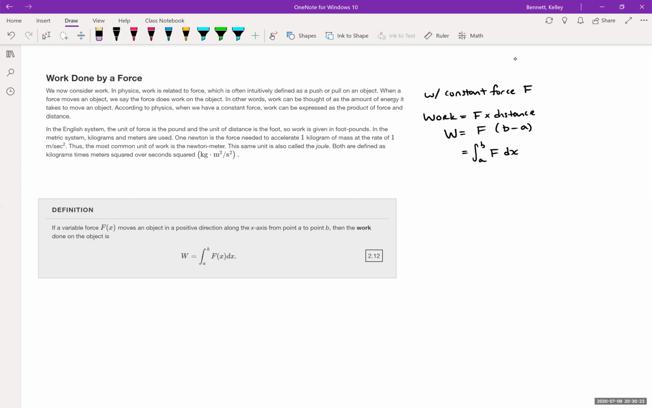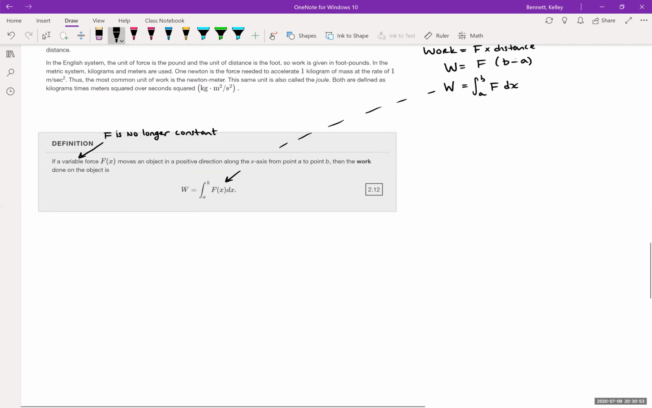So now I want to step it up a level of complexity and say force is not constant. That brings us to our definition, but it follows the same idea. Now our force is variable. F is no longer constant. I guess we're just using constant force to convince you that this is true. You could just choose to accept it though.